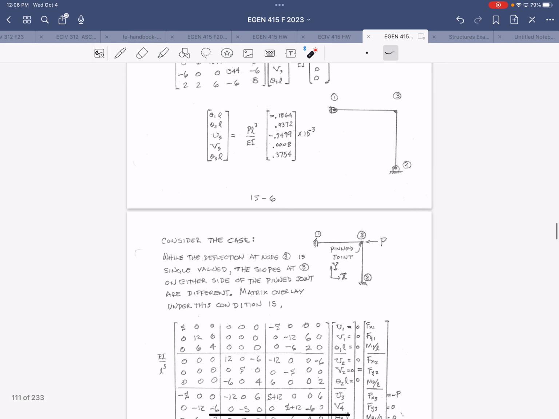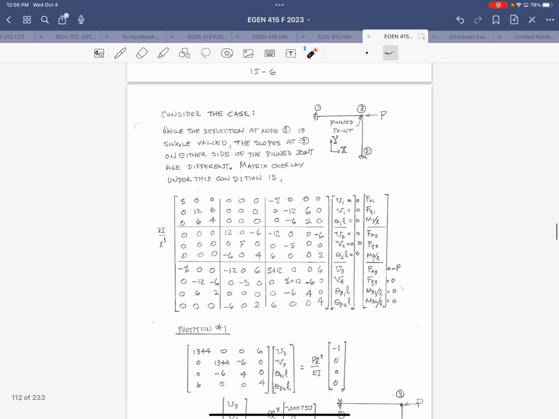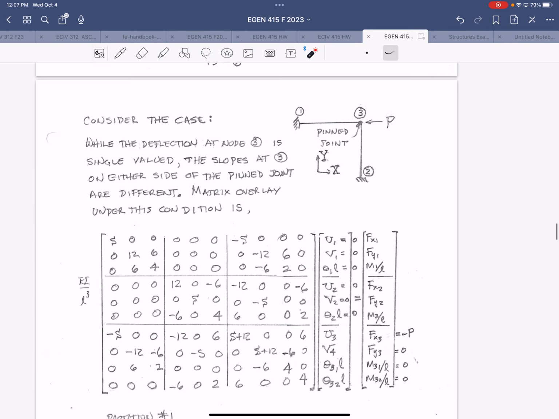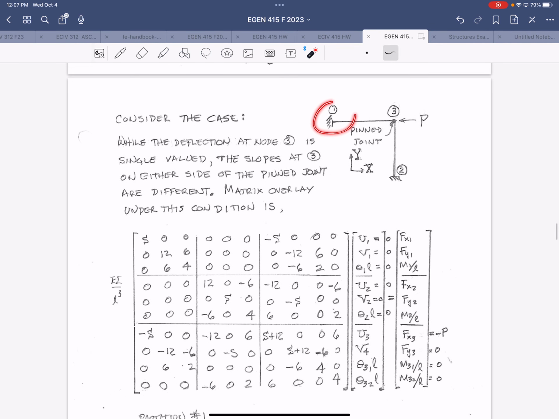All right, the next example is a little bit more interesting. So here we are going back to fixed supports at nodes 1 and 2, but now we have a pinned joint between the beam and column. Before we were dealing with a rigid joint, right? But now with a pinned joint, that creates some additional degrees of freedom that we need to consider.